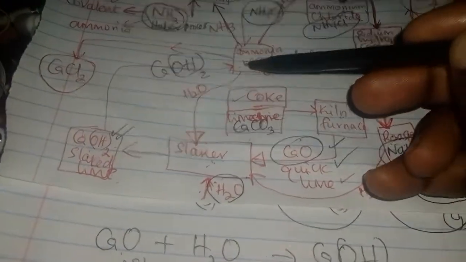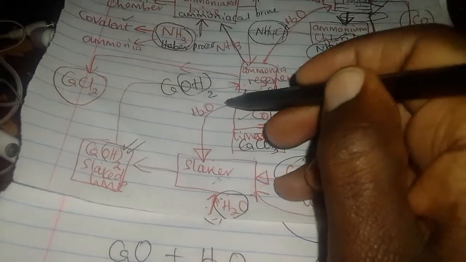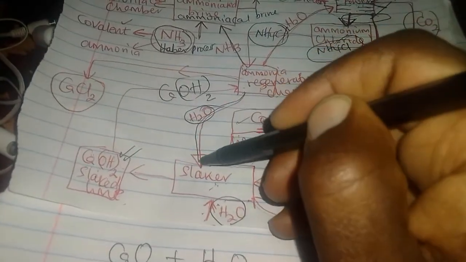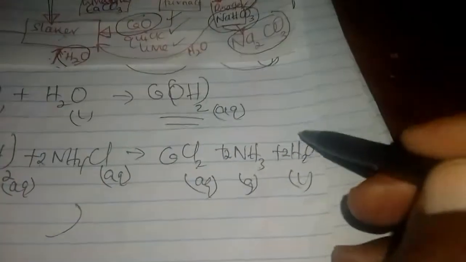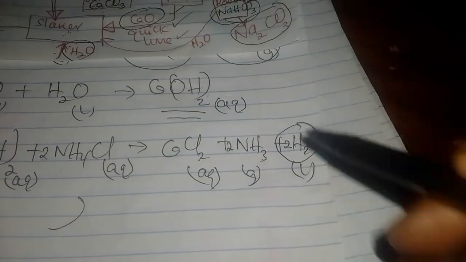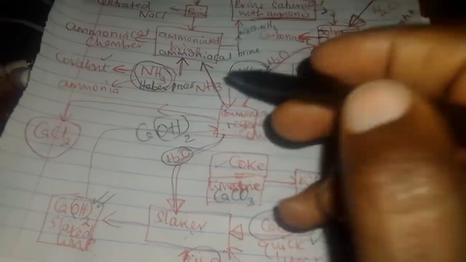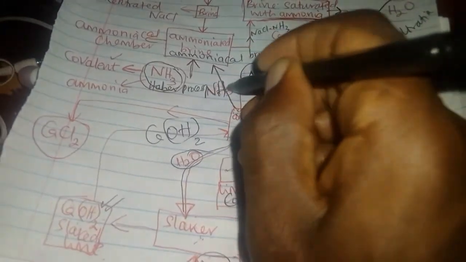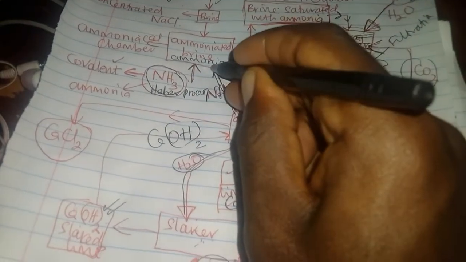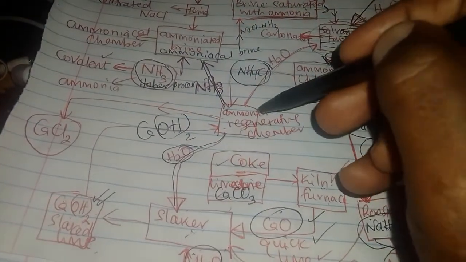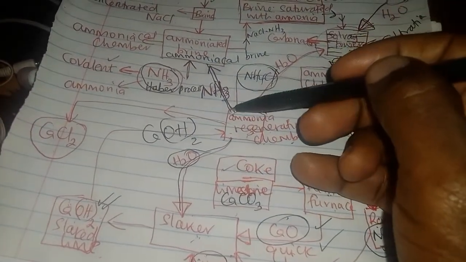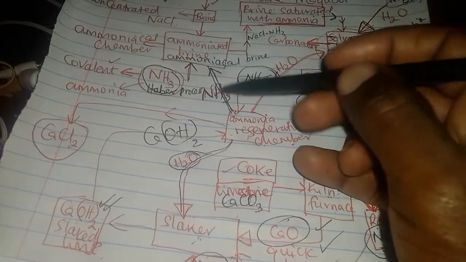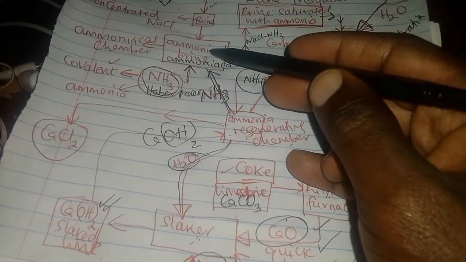Okay, so let's go back to the chart. From this end, we have water getting produced. Look at that, the first product. And then here we have ammonia getting also produced. That is called the ammonia regenerating chamber. So ammonia gets regenerated. It gets taken to this ammoniating chamber.